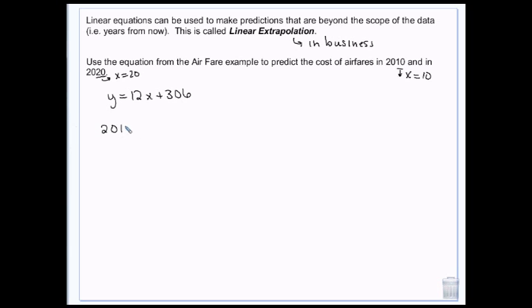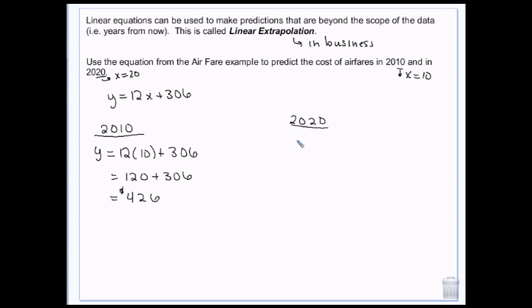So in 2010, if our data followed perfectly, we would have $426 for the same flight. And if our data continues in the same pattern, if we go to 2020, the same flight should cost $546. We're here, x is 10, sorry.